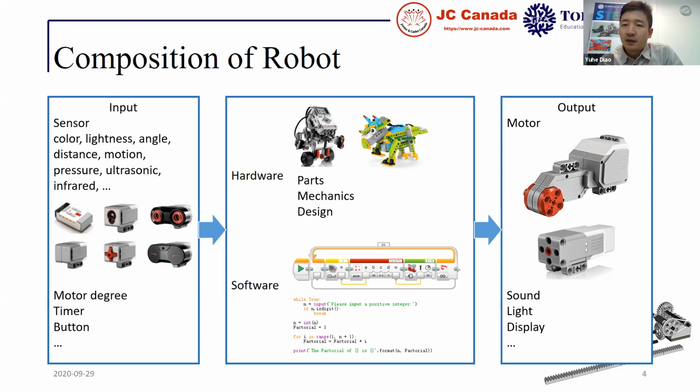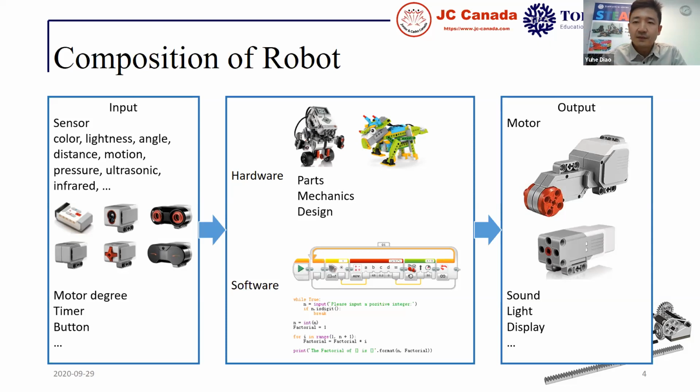So output means we can see the machine is doing something, right? It's moving, it's playing sound, it's changing the light, or for some robots we have screens, right? We can change the display. So they are called output. So these are the different parts of a robot.